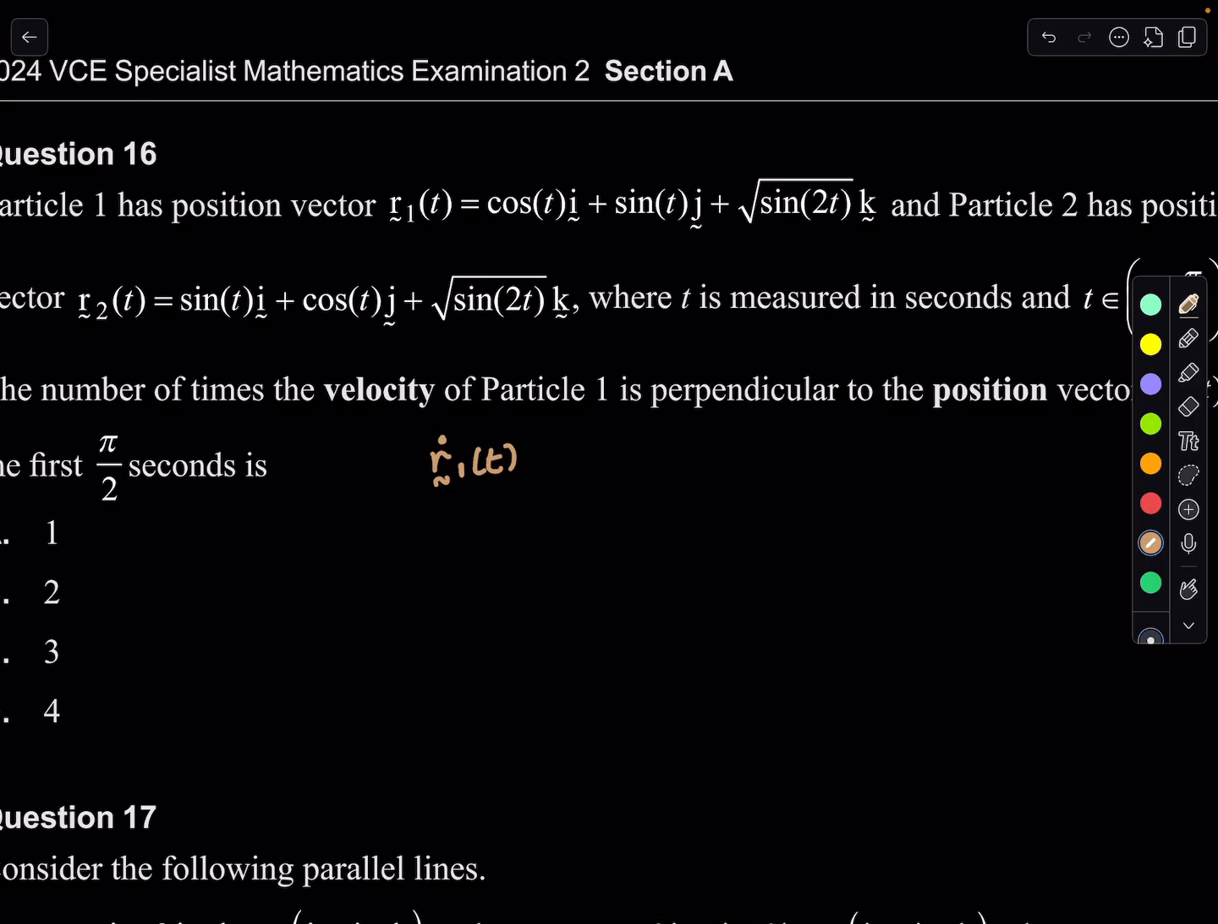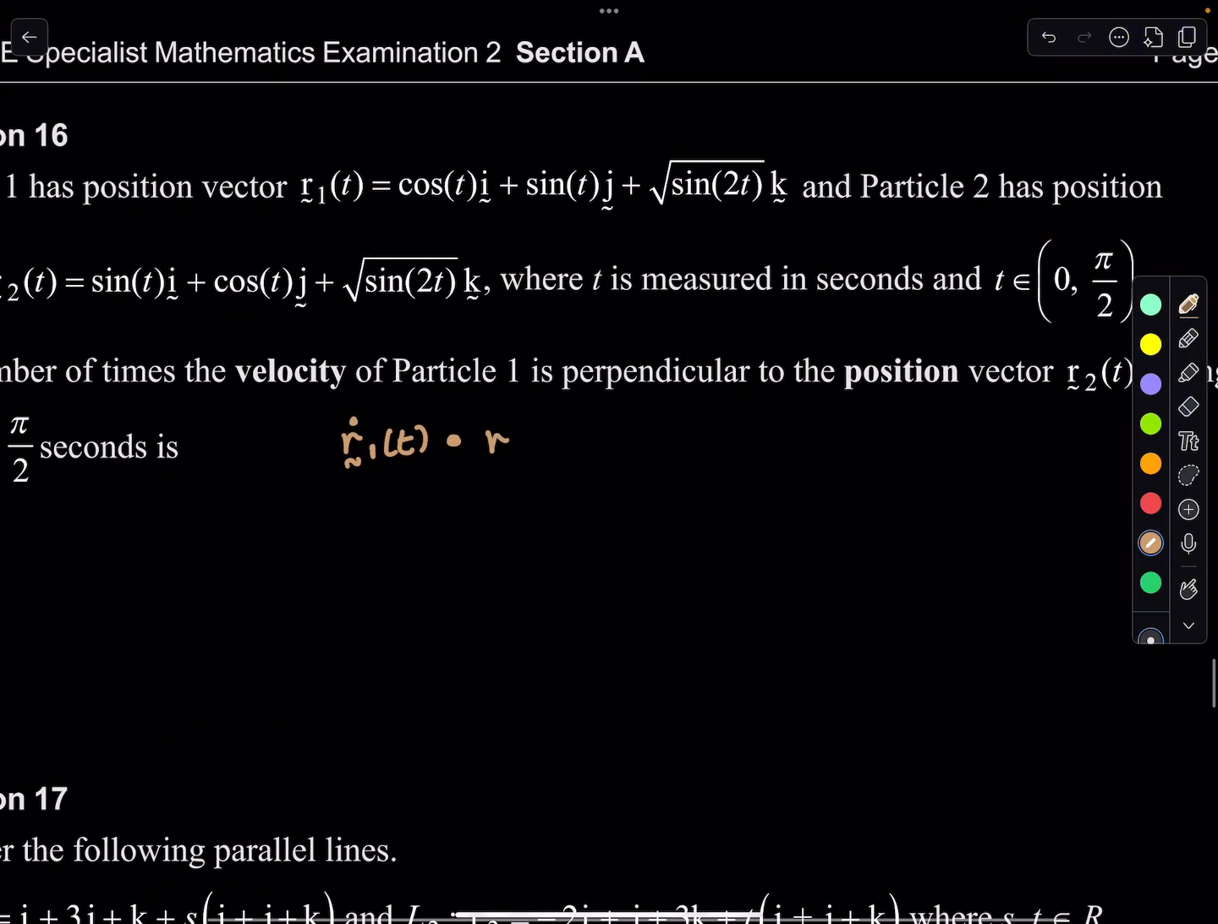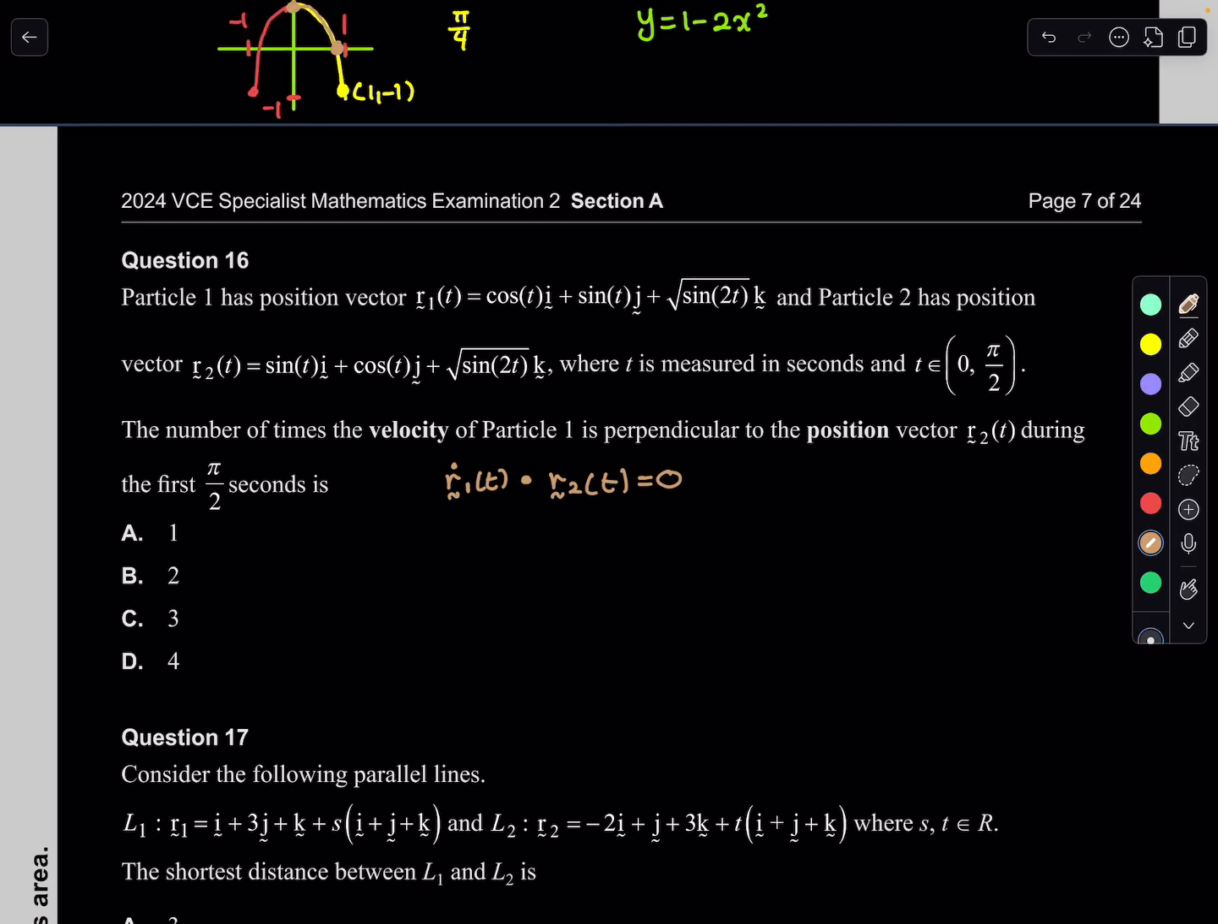And we want it, if it's perpendicular, so the dot product to the position r2 of t. So that's the position. We dot product them, and if they are perpendicular, the dot product must equal 0. And we can actually solve this here. Of course, we want to solve for t between 0 and pi over 2. Let's just do this with our CAS.